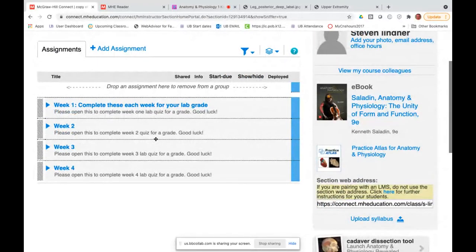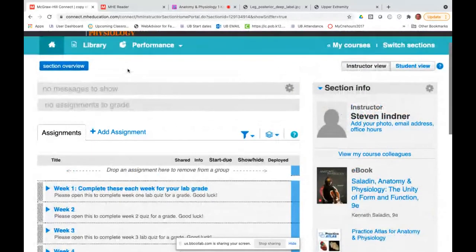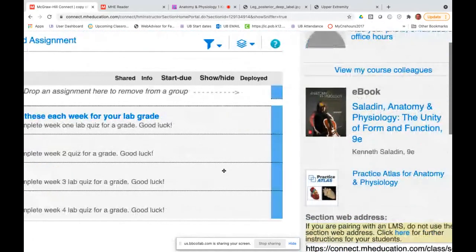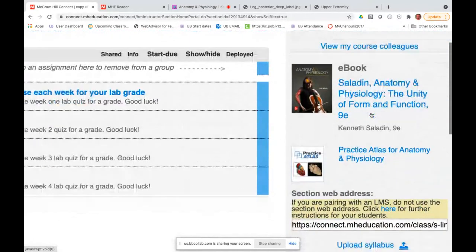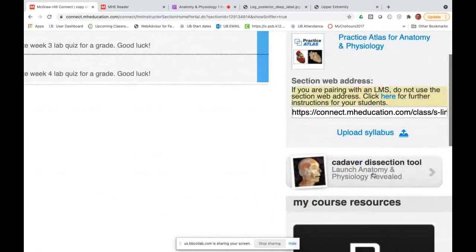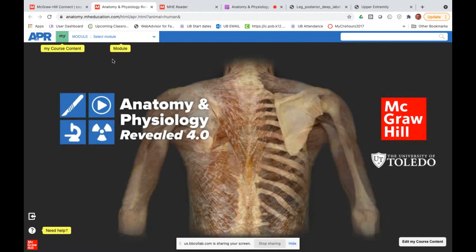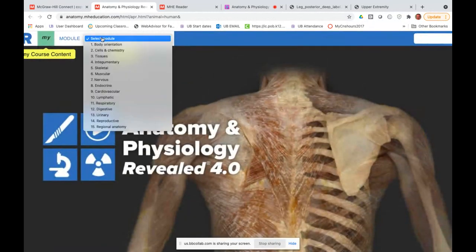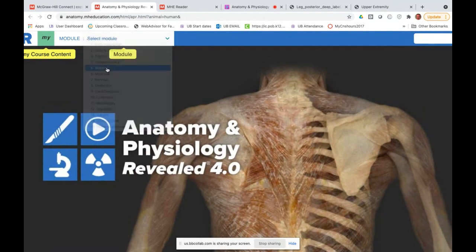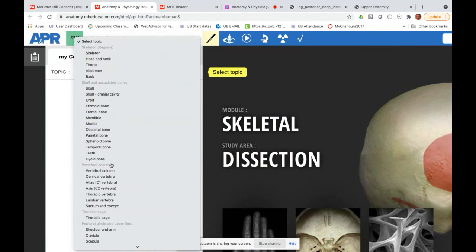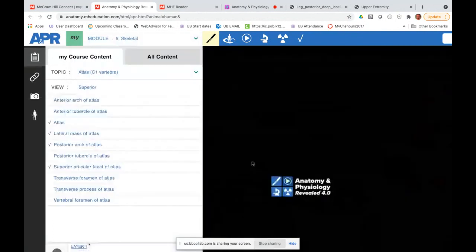Yes. Great. So when you go to Connect, this is where you access your quizzes for week 1, 2, 3, and 4. Here's the ebook, here's the atlas, and here's the APR, the Anatomy and Physiology Revealed. When you click on that, it takes you to something that looks like this. You can go in the upper left where it says select module. Let's say last week we did the skeleton. When you click on the skeleton, let's say you want to look at the atlas.